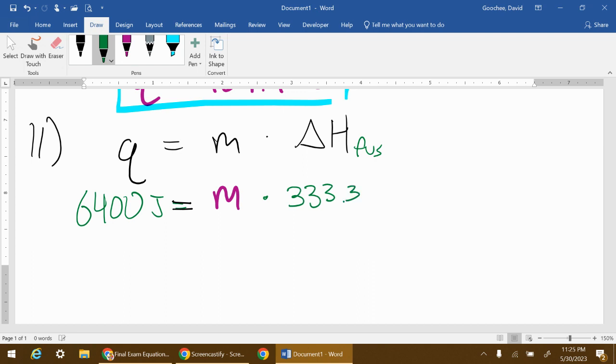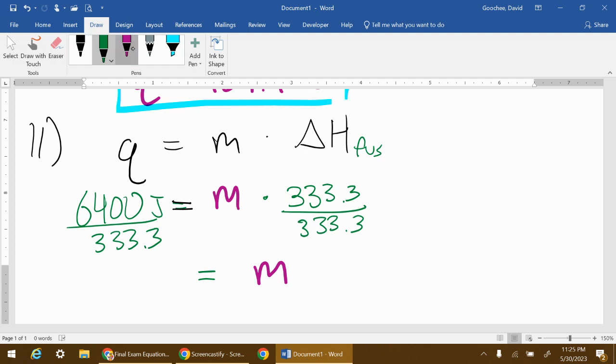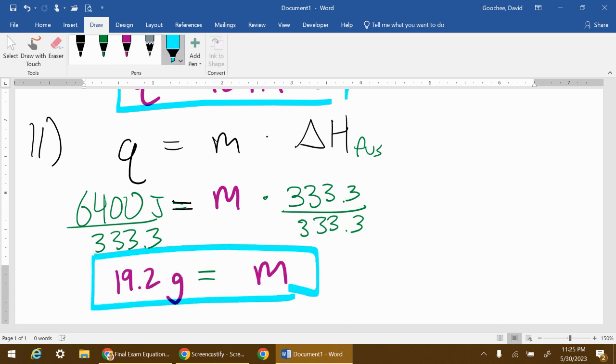So to solve for the mass here, I'm going to divide both sides by 333.3. So the mass of ice that can be melted with this many joules is, I got 19.2 grams. That's how many grams of ice you can melt with that many joules of energy. And that's problems 8 through 11. All right. Thanks, guys.